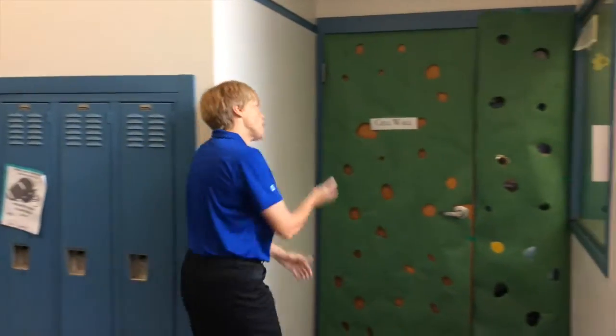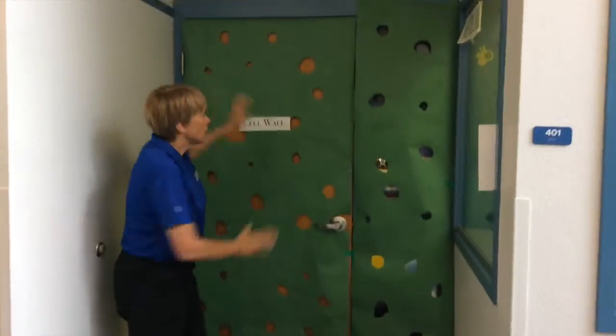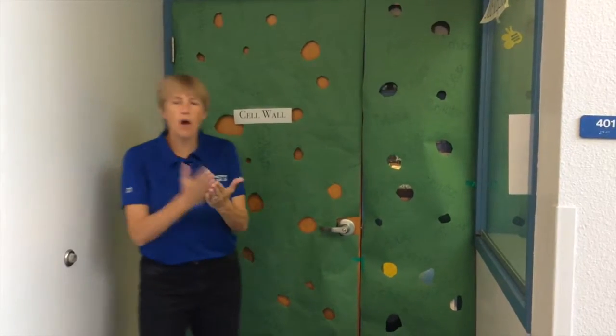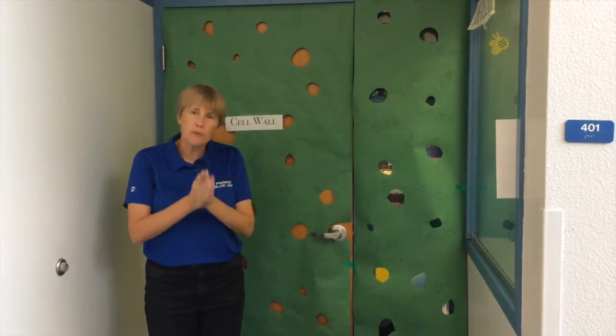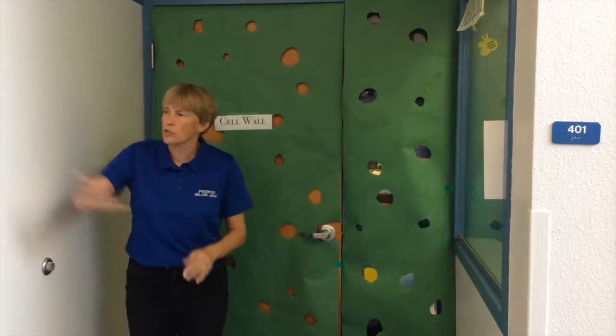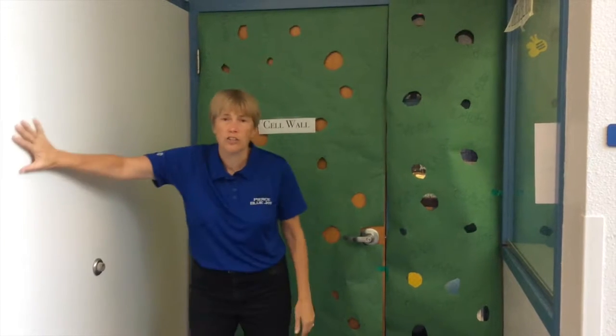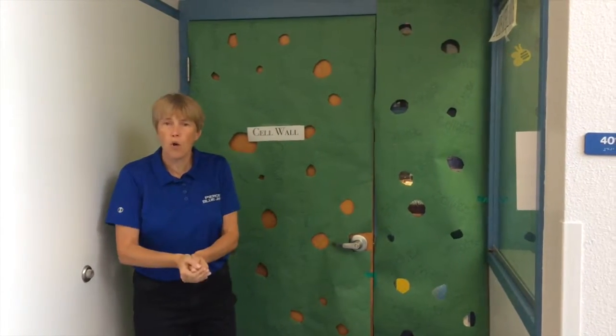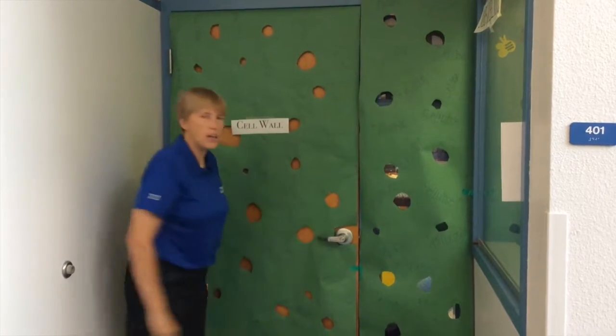Okay, so come on over. Here's my door, and this outside represents the cell wall. A cell wall is something that's found only in plant cells and some bacteria, and it gives shape and support to the cell, gives it good structure. So just like this outside wall here is solid and gives structure and support to the cell, that's what a cell wall does. So here is our labeled cell wall.